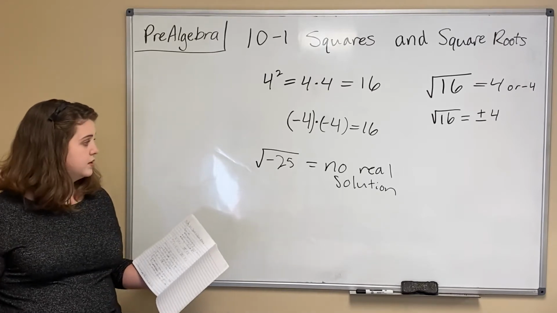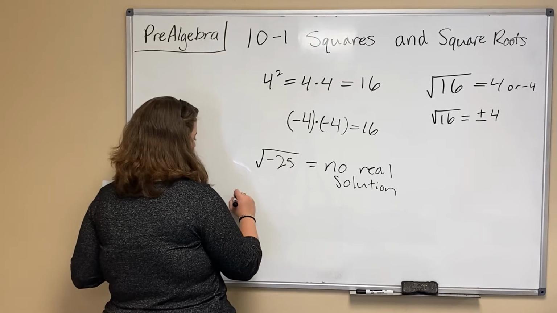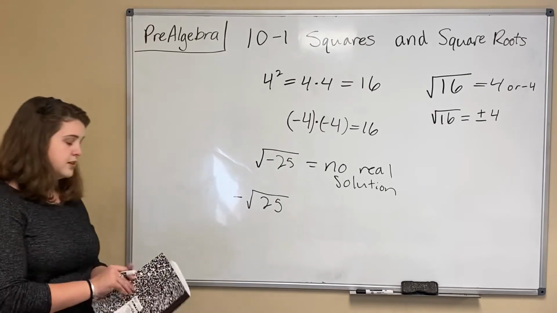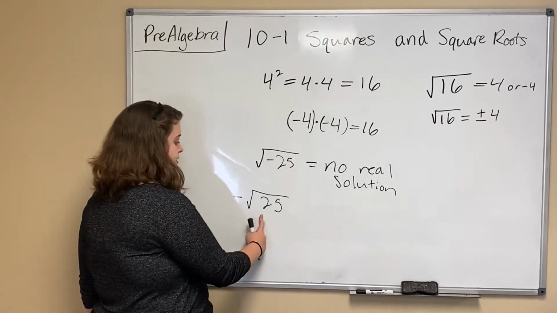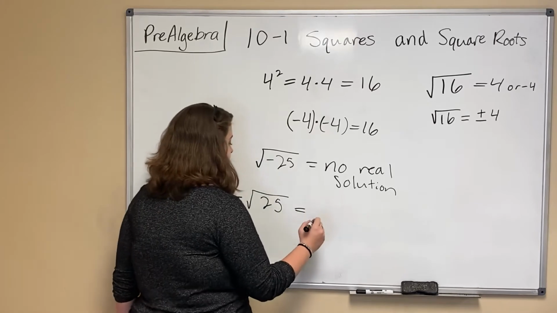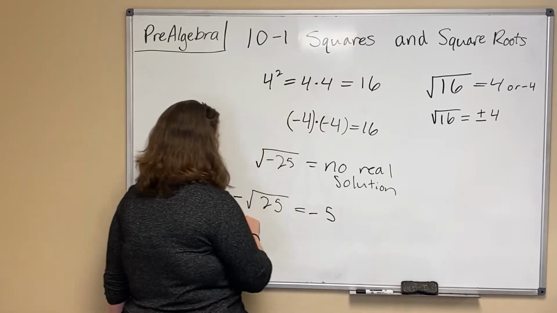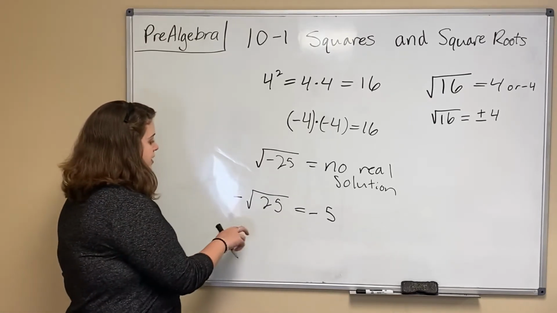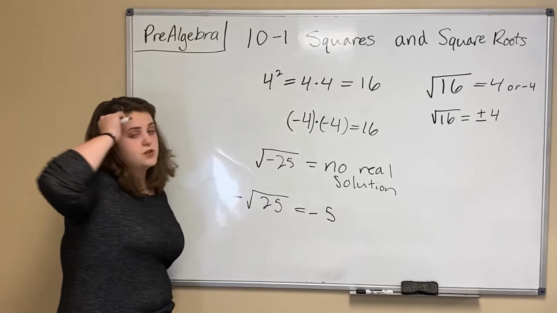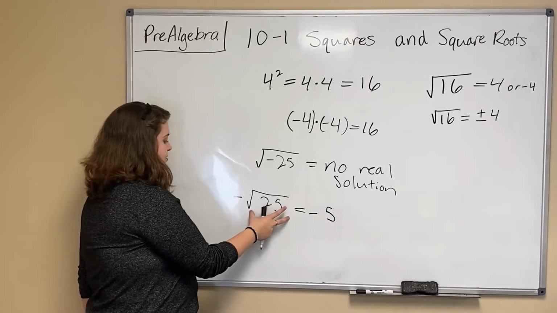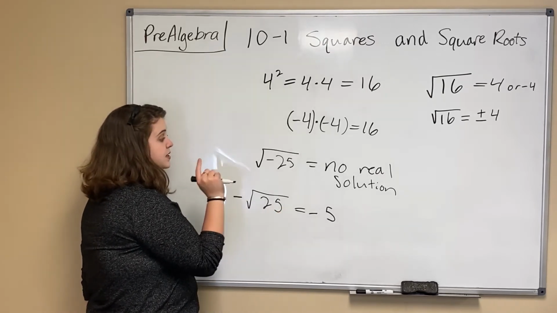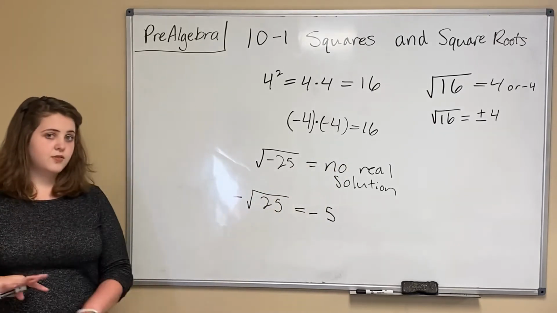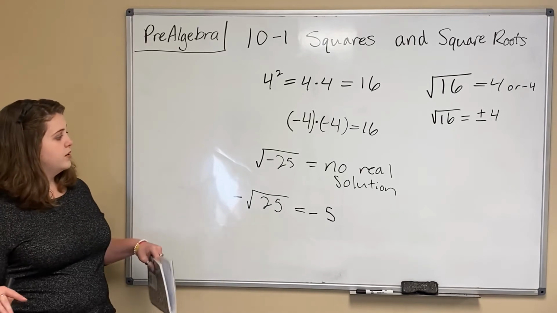Something that we can do is if the negative sign is on the outside of the square root, like this, then I'm going to take the square root of 25, which is going to be 5, and I'm going to multiply that by our negative sign and get negative 5 as my answer. So if you see the negative on the outside of the radical, I want you to think in your head that's like multiplying the radical by negative 1. But if you see the negative sign on the inside of the radical, there is no real solution. We can't find the square root of a negative number.